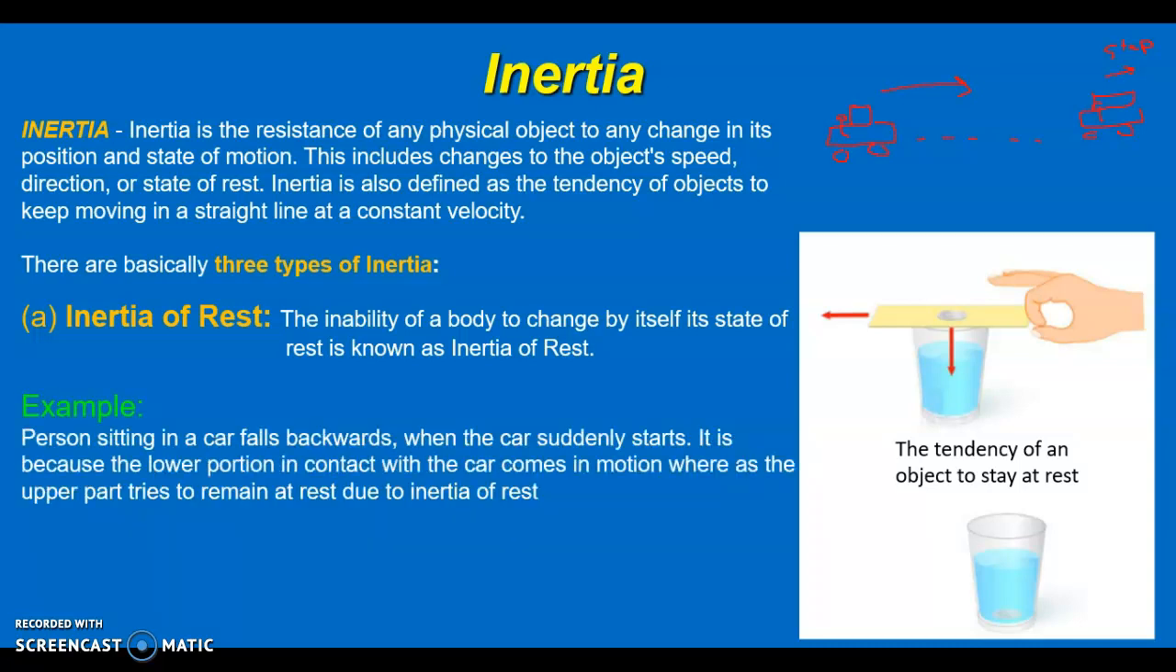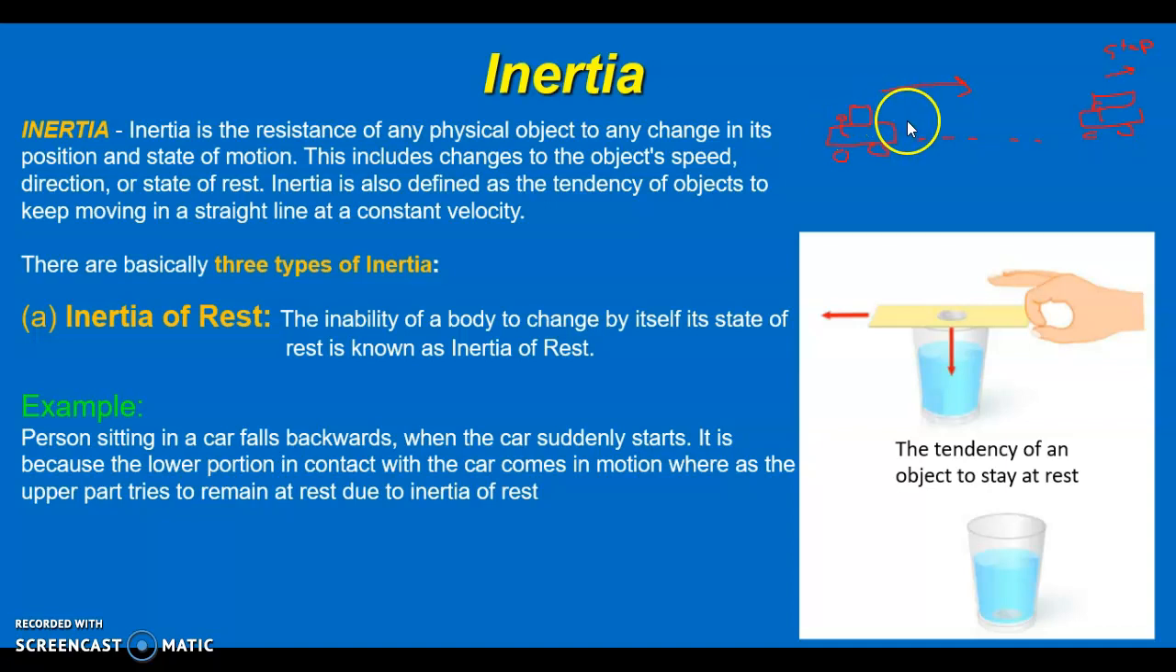Now, we said that another example of inertia of rest is a person sitting in a car who falls backwards when the car suddenly starts. It is because the lower portion in contact with the car comes in motion, whereas the upper part tries to remain at rest due to the inertia of rest. So the point is that the car is trying to move forwards, tending to change the upper part of the body to this position too. But the inertia of the body tends to say, no, I want to stay where I was.